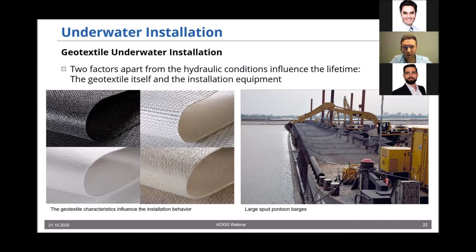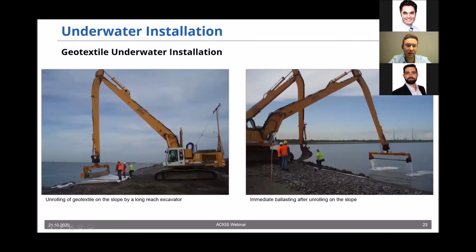So this is the first thing to prevent damages, but the next thing is that we really use the best installation methods. And I quickly want to show some pictures here till I hand over to Gus. What you can see here is an installation with a long reach excavator where the active geocomposite is ballasted and then rolled out, and afterwards stones are dropped to ballast the mat.